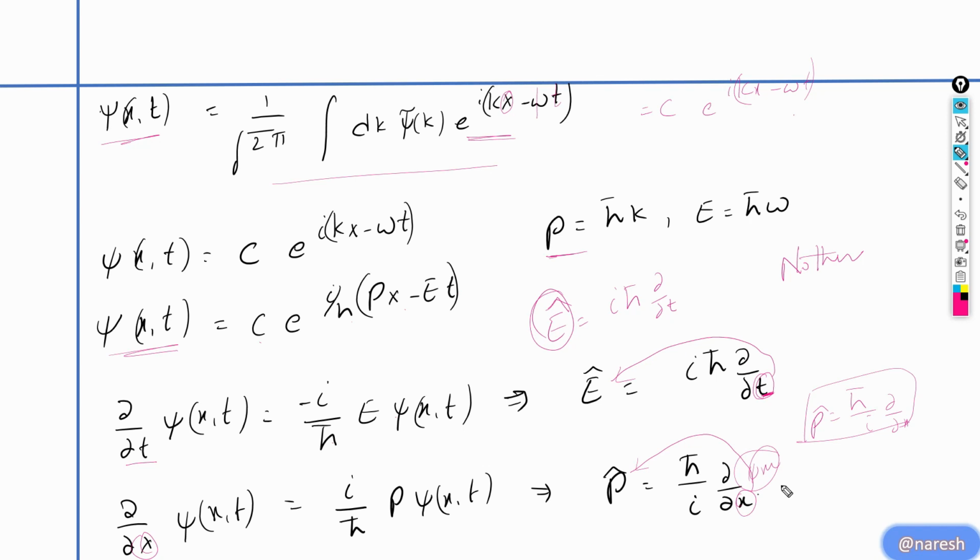In the next video we are going to discuss a few more things about the Schrodinger equation. We'll derive the Schrodinger equation in the next video.